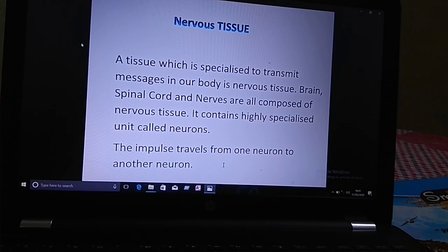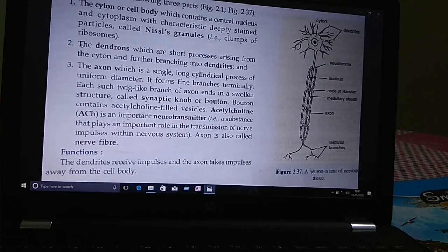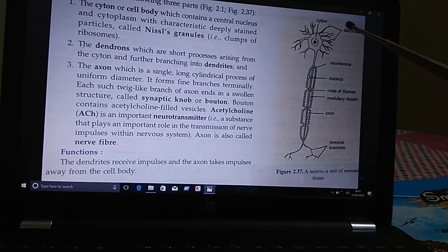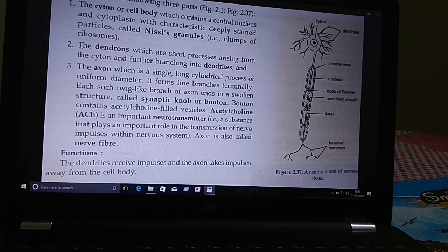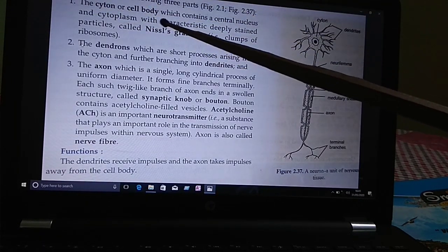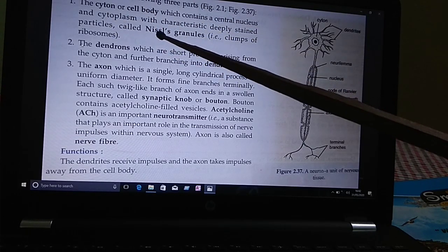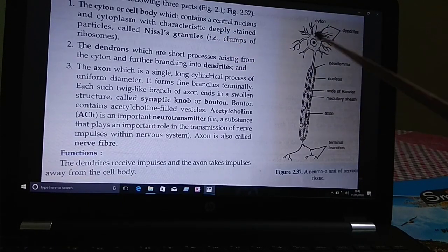So children, you can see here, each neuron has the following three parts. The cyton or cell body. You can see this one, okay, cyton or cell body, which contains a central nucleus and cytoplasm with characteristic deeply stained particles called Nissl's granules. Okay, you can see here in the diagram.